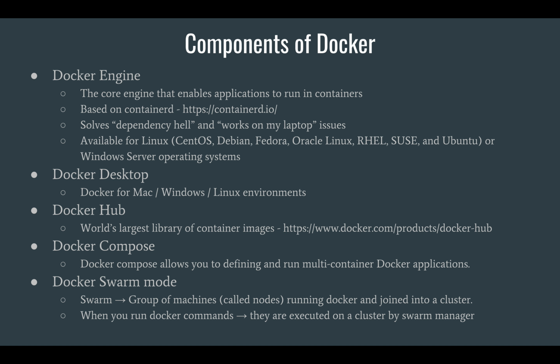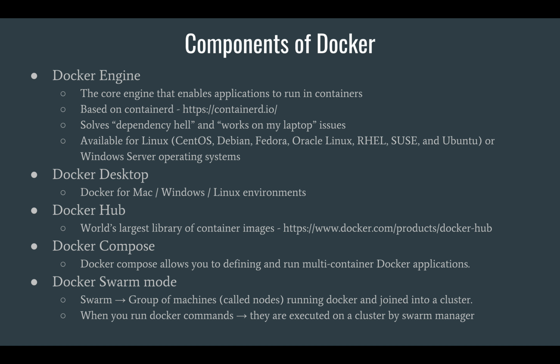So, Docker Engine is the core engine that enables your apps to run in containers. Now, this is the engine which is actually based on Containerd. You can read more about it on the containerd.io website. When you're able to run your applications in a container-based environment, it essentially solves the dependency hell problem. One example of that is when a developer says, "Hey, it works on my laptop, but I don't know why it is not working on production or on, say, a QA instance."